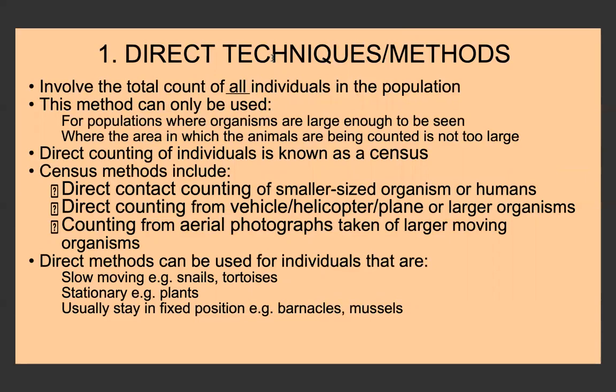When we do a direct method and we count all the individuals, this is called a census. You can do different census methods. You can do direct contact counting when they're smaller sized individuals, or we do it for humans. You can do a direct counting from vehicle or helicopter or plane. This is usually of larger organisms. And you can do counting from aerial photographs taken of larger moving organisms. They'll often do this for things like elephant, rhino, giraffe, buffalo, that sort of thing.